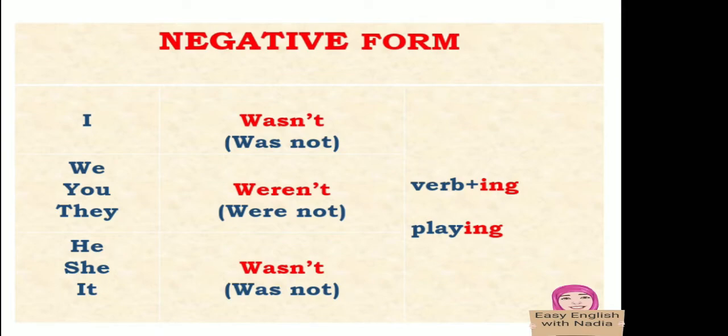The past continuous in the negative form: I plus wasn't or was not plus verb plus ing. We, you, they plus weren't plus verb plus ing. He, she, it plus wasn't plus verb plus ing. For example, I wasn't exercising.